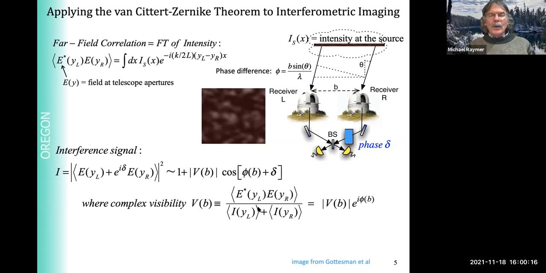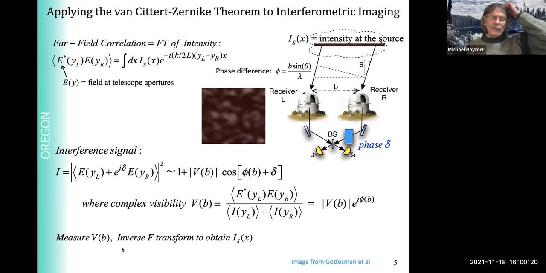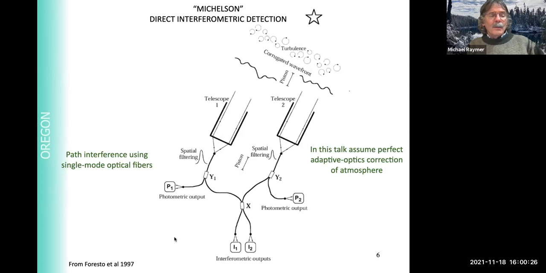So once you have that, you can normalize that if you like, and then, as I said, you inverse Fourier transform this, and that gives you the intensity distribution at the star. Well, this method works, and here's a picture from a paper in 1997, just showing how it might be set up. In this particular case, they use optical fibers, which is also how we do it.